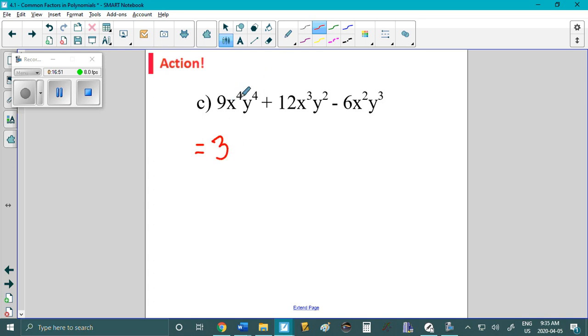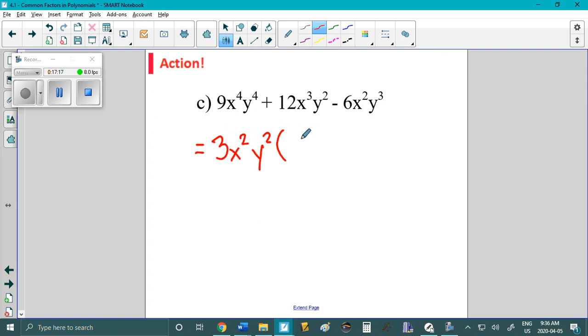Now I'm going to look at the x's. Then separately, I'm going to look at the y's. So I've got x^4, x^3, and x^2. Well, I can take an x^2 out because they all have at least x^2. And the y's, y to the 4, y squared, y cubed, I can take out y squared. Now I divide each term separately by 3x squared y squared.